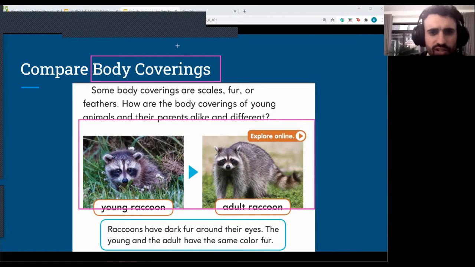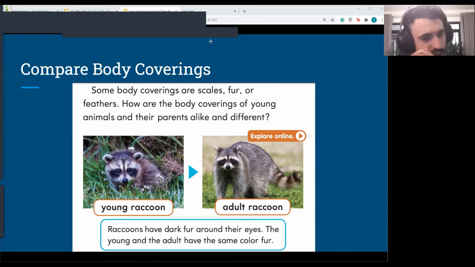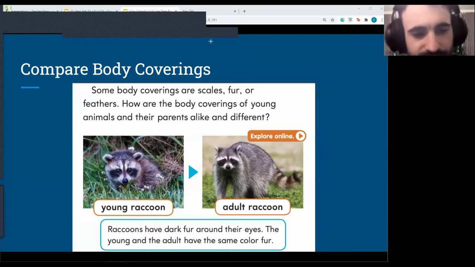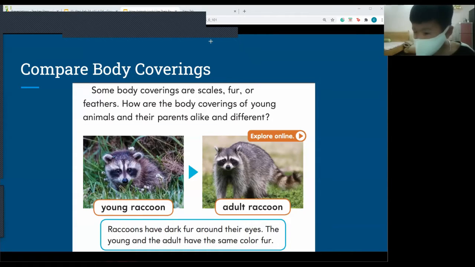Can you read the first sentence for everyone? Okay, Bob, Speed, you froze for me. Can you read it one more time for Mr. Connor? Yeah, from the start. Some body coverings are skins, fur, or feathers. How are the body coverings of young animals and their appearance alike and different?